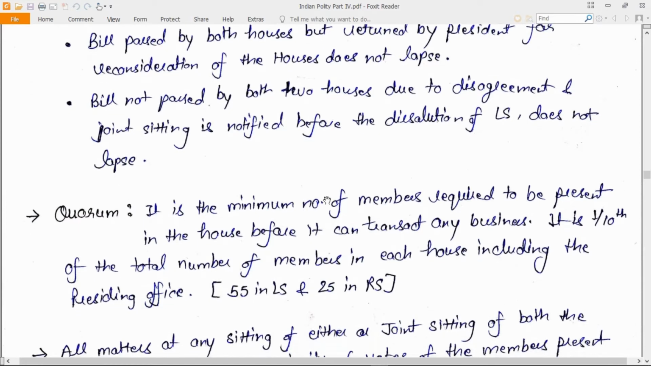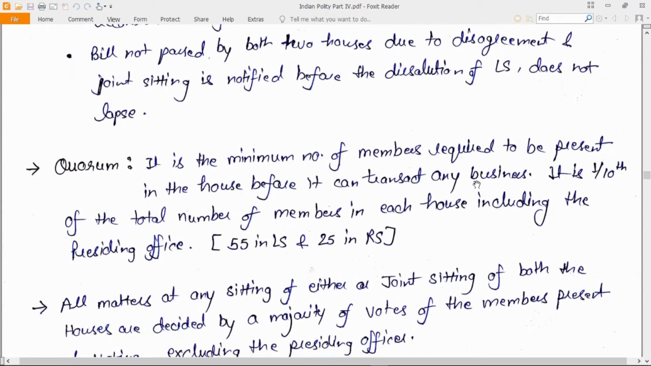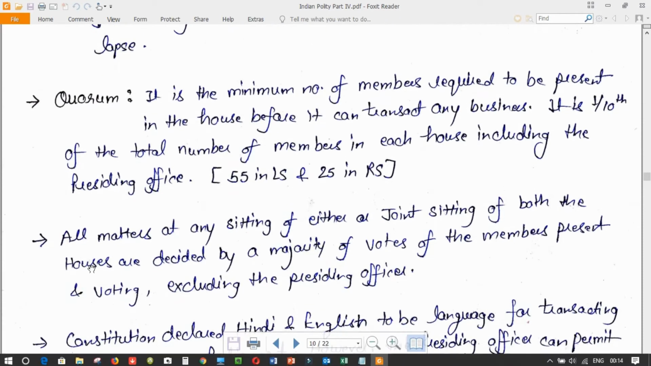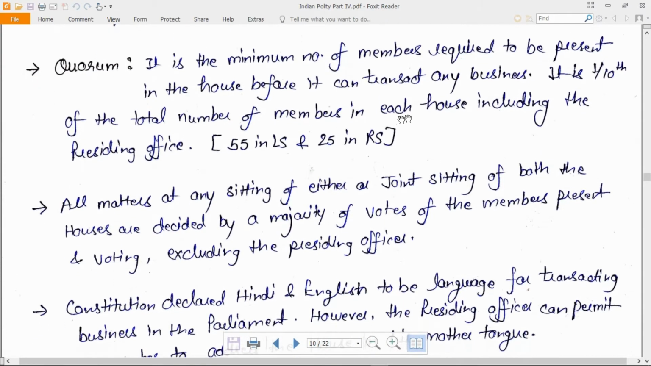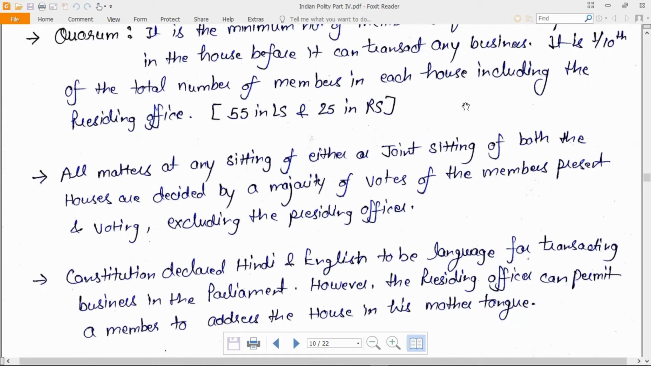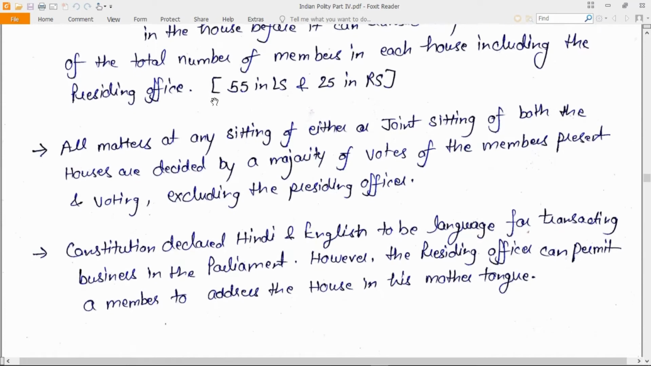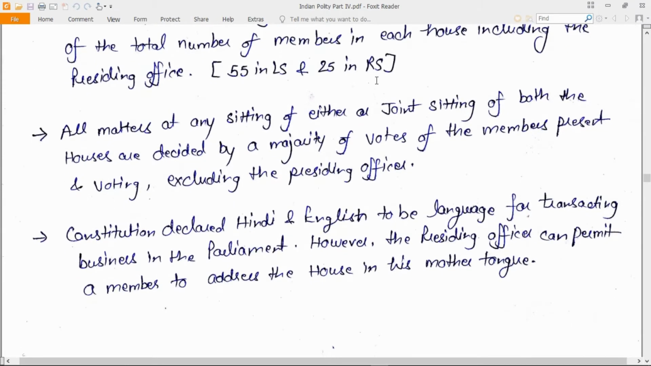Now, what do you mean by quorum? It is the minimum number of members required to be present in the House before it can transact any business. It is 1/10 of the total number of members in each House, including the presiding officer: 55 in Lok Sabha and normally 25 in Rajya Sabha. So, these are the minimum number of members who have to be present for the business to start.